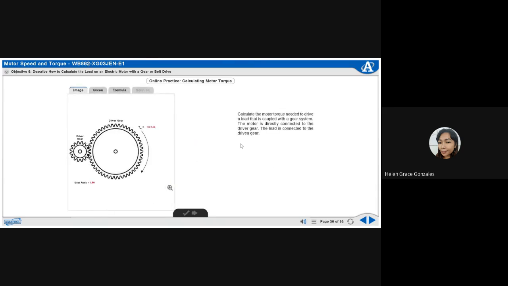Calculate the motor torque needed to drive a load that is coupled with a gear system. The motor is directly connected to the driver gear. The load is connected to the driven gear. Round your answers to the nearest hundredth. For example, round 1.025 to 1.03 and round 1.024 to 1.02.